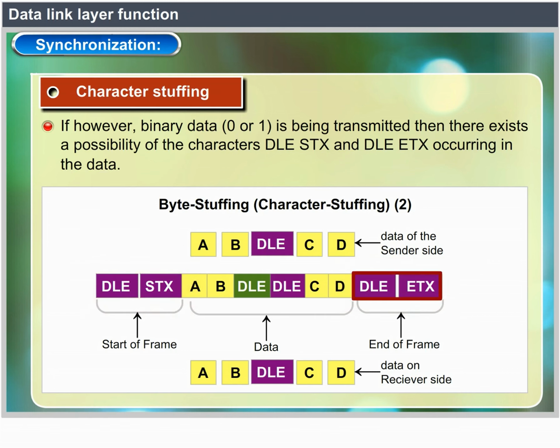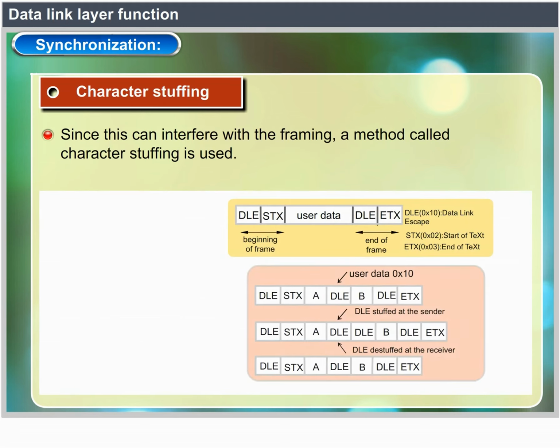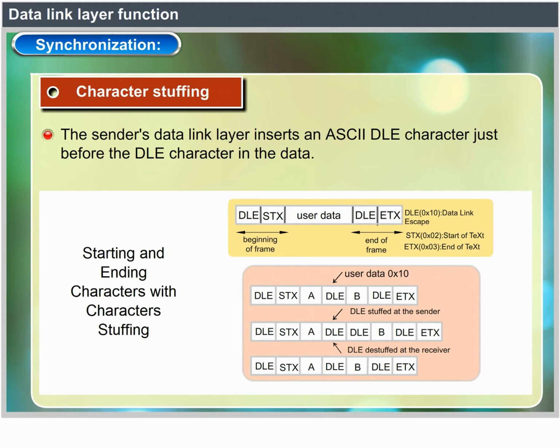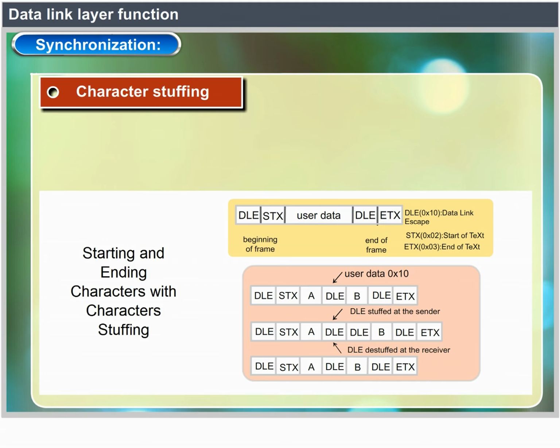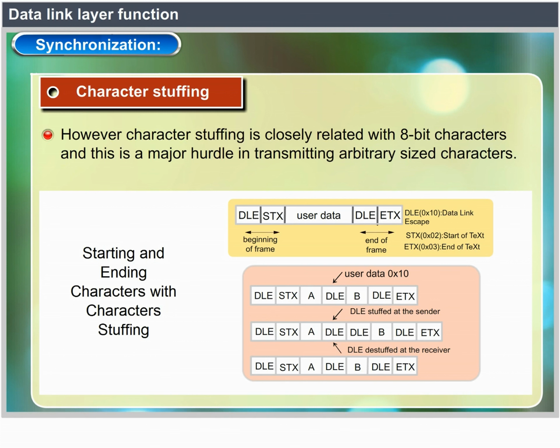If, however, binary data is being transmitted, then there exists a possibility of the characters DLE STX and DLE ETX occurring in the data. Since this can interfere with the framing, a technique called character stuffing is used. The sender's data link layer inserts an ASCII DLE character just before the DLE character in the data. The receiver's data link layer removes it before the data is given to the network layer. However, character stuffing is closely associated with 8-bit characters, and this is a major hurdle in transmitting arbitrary sized characters.